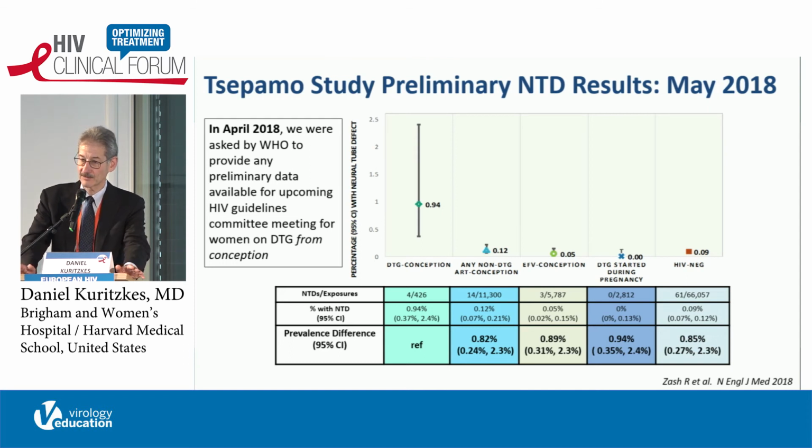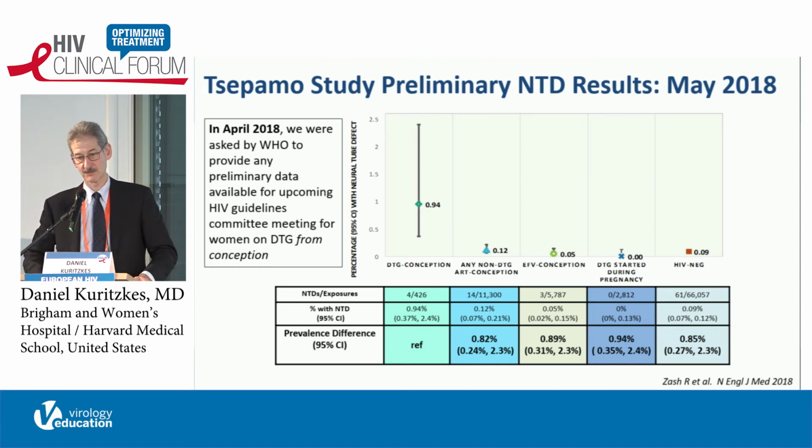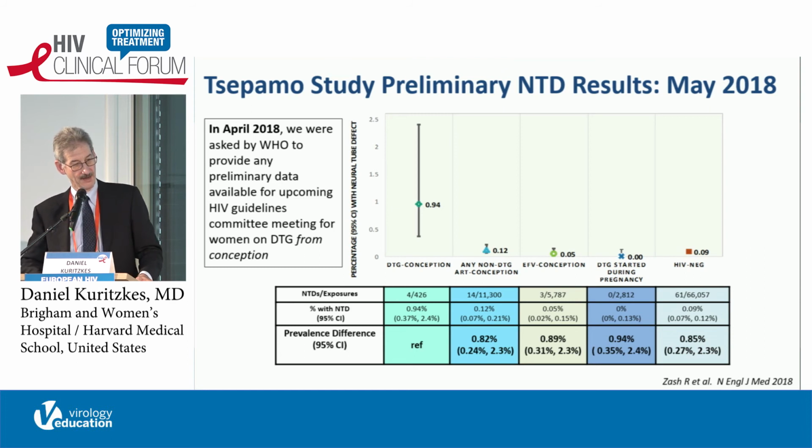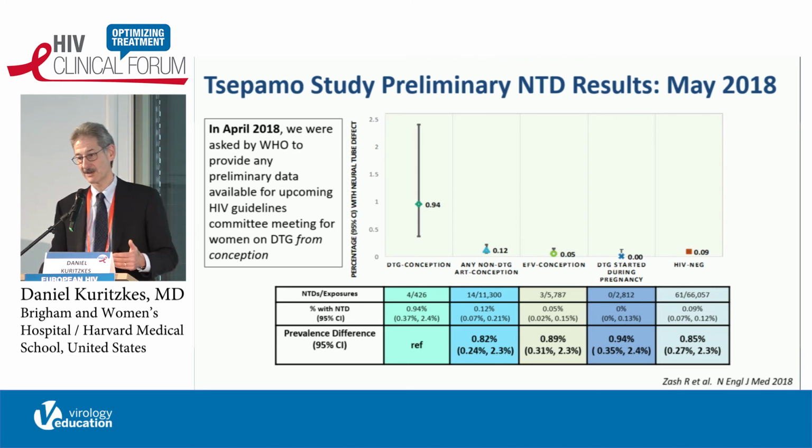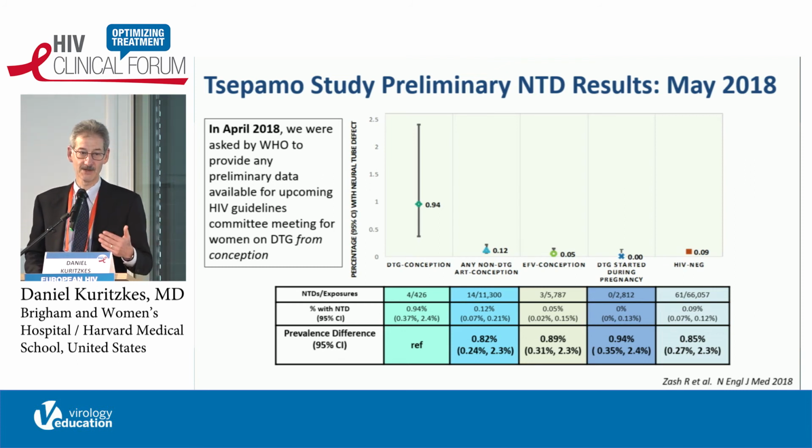And then as the rollout to dolutegravir was occurring, Roger Shapiro had received a grant from the NIH to collect systematic data on pregnancy outcomes. And the initial intent was to collect those data on efavirenz, and then they were able to collect data on dolutegravir as well. So about a year and a half ago now, as the WHO was preparing for the global rollout of dolutegravir as the preferred first-line regimen, they asked Roger and Rebecca Zash to do an interim analysis, an unplanned interim look at their data so that they would have safety data on dolutegravir in pregnancy.